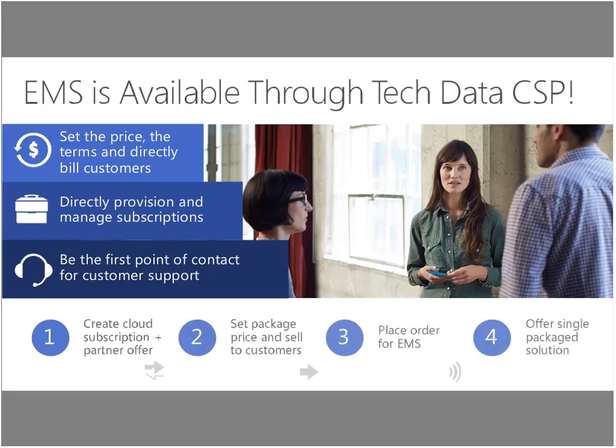So here you go. You create that cloud subscription or partner offer, like JJ's Mobility Services for $100 a month. You set the package price and sell it to the customers. You place that order for EMS through Tech Data CSP. Hopefully you're doing that alongside Office 365 and CRM Online, and then you offer that single package solution to your end customer. So it's pretty awesome stuff.